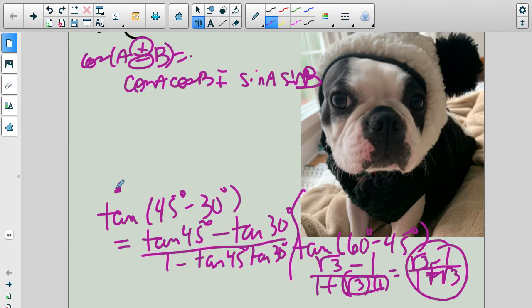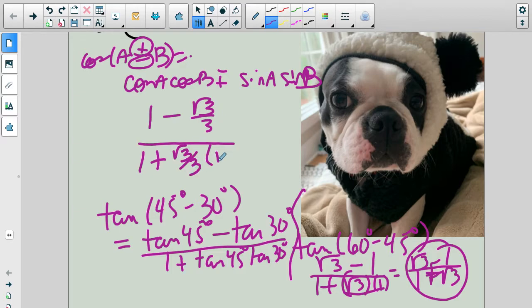Do we have to rationalize with the triangles? No, you don't for me, but just follow whatever your teacher makes you do. Tangent of 45 is 1. Tangent of 30 is root 3 over 3. Plus, this is plus, girls, I'm sorry, tangent of 45 is root 3 over 3 times 1.